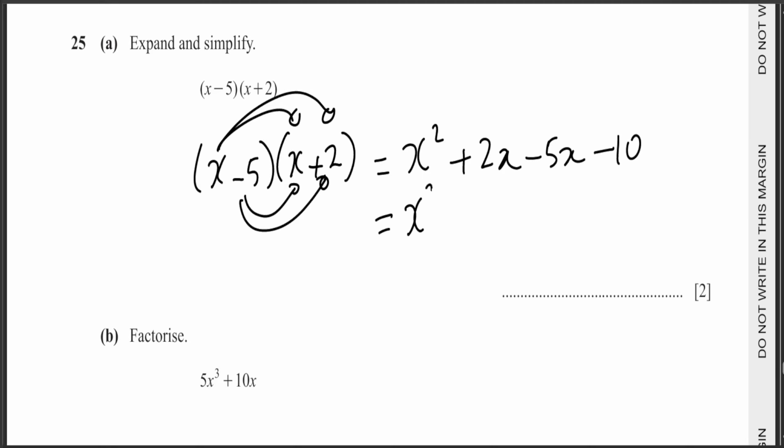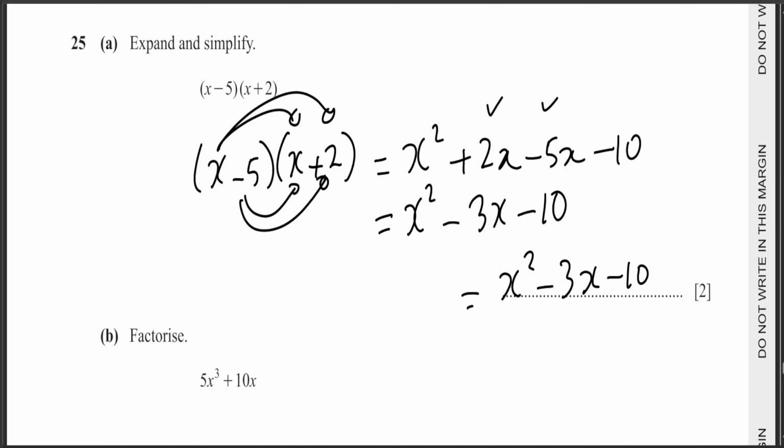So collect the like terms. 2x minus 5x is minus 3x, minus 10. And therefore that is your answer, x squared minus 3x minus 10.